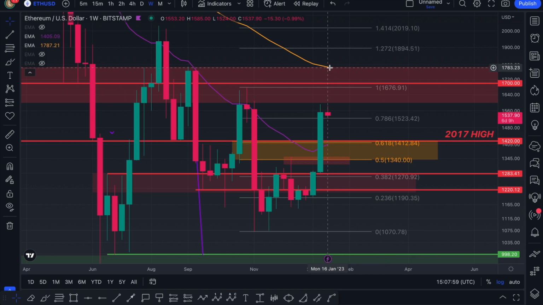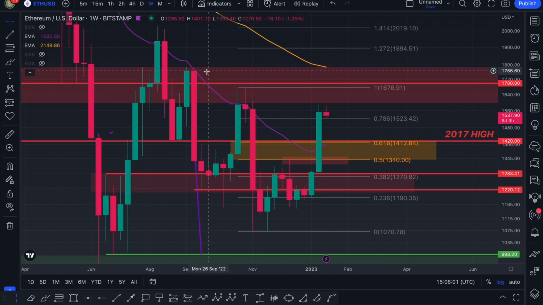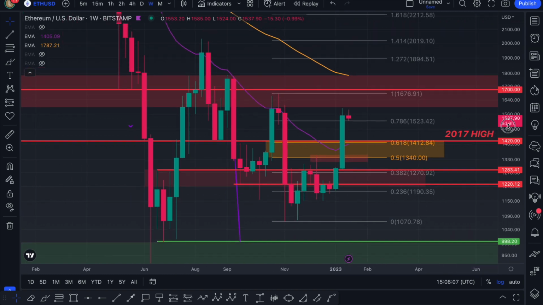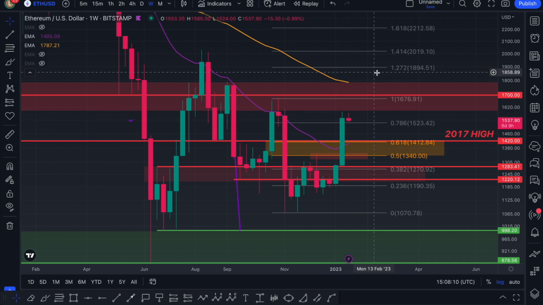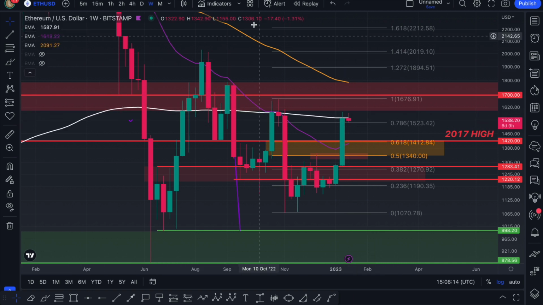1676. You can see the 55 is slightly above that on this high over here at about 1780. So that is where Ethereum is trying to head to. However, the 200 EMA is what's in its path. So we need to see Ethereum clearing this EMA on the weekly time frame.